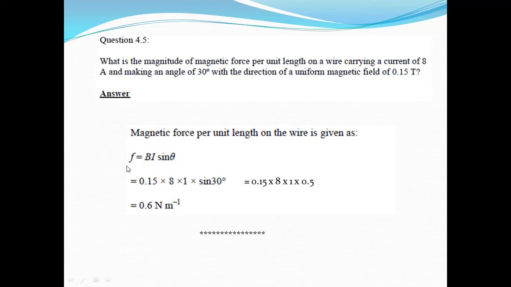That L has been taken to the left side as force per length, because the question is force per unit length. So on the right side we will have only BI and sine theta, whereas on the left side it is capital F by L. Now let us substitute the values, and you know sine 30 value is 0.5, so your final answer will be 0.6 Newton per meter.